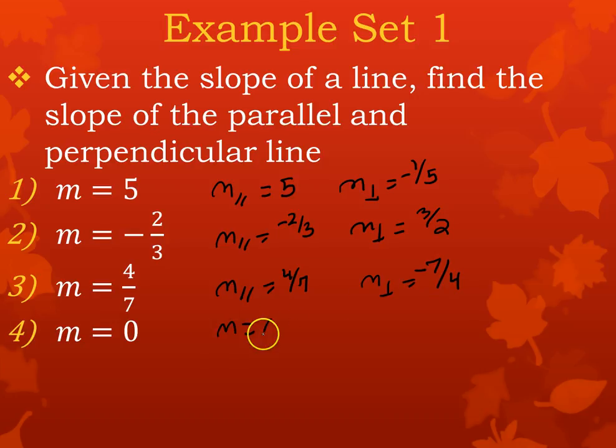And for this one, parallel is 0. Well, perpendicular would be 1/0, or something over 0, which means it's undefined. So the same logic, if I gave you a slope that's undefined, its parallel would also be undefined, but its perpendicular line, the slope would be 0.